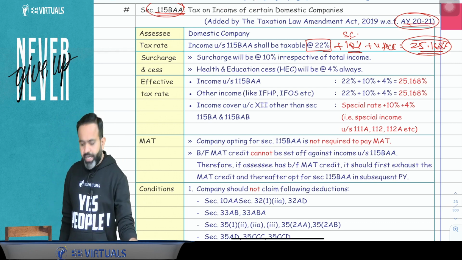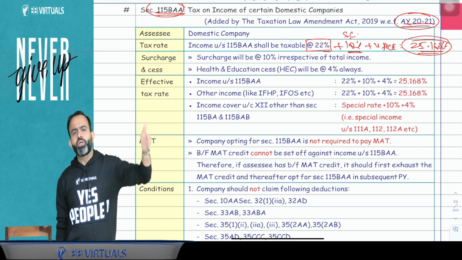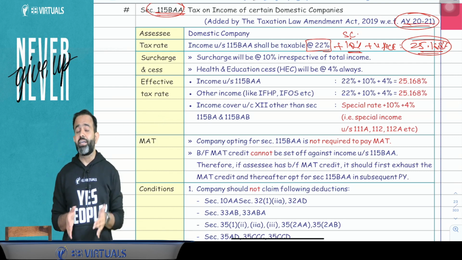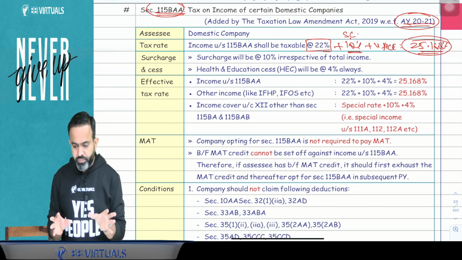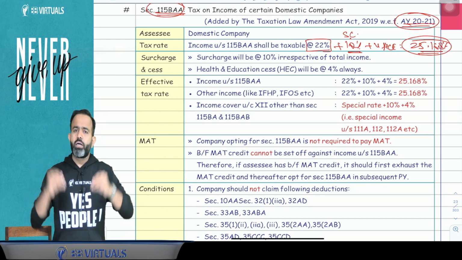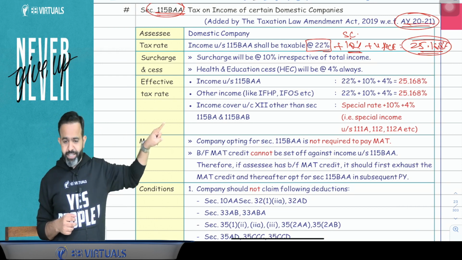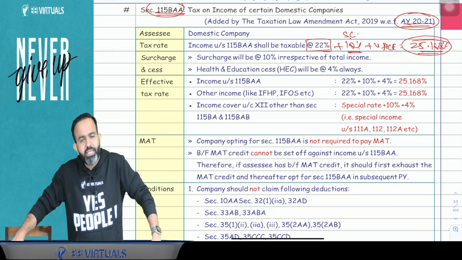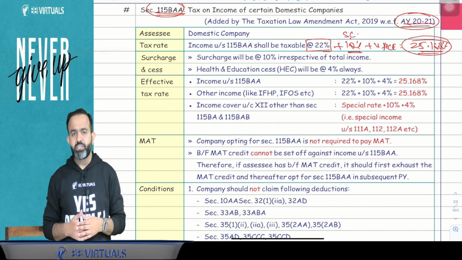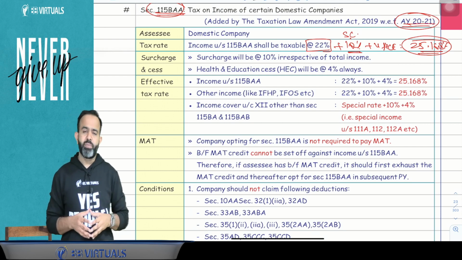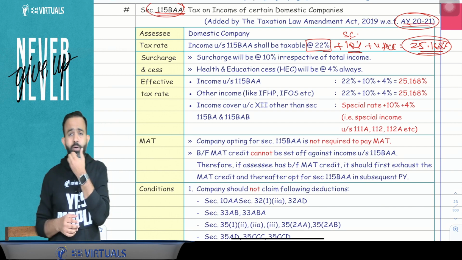Sir, you are saying that here we have to add the surcharge at the rate of 10%. It means, sir, always 10%, or only if income is more than 1 crore and all? Guys, here you have to add the surcharge of 10% always. Always means even if that domestic company's income is 2000 rupees, you still have to add the surcharge at the rate of 10%. If the company opted for this section, then you have to add the surcharge at the rate of 10%. So 22% is the tax rate plus 10% surcharge and 4% health and education cess. So simply I can say that your effective tax rate will be 25.168%.